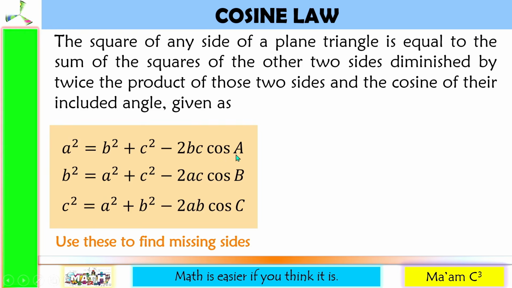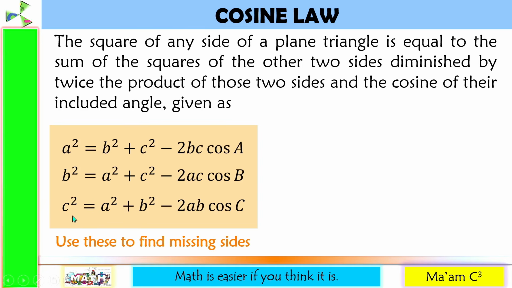So angle A here is the included angle between B and C, or the angle opposite the missing side. In here, B is the missing side. So add A squared plus C squared minus 2AC multiplied by cosine of angle B, the included angle between sides A and C. Same thing goes in here.